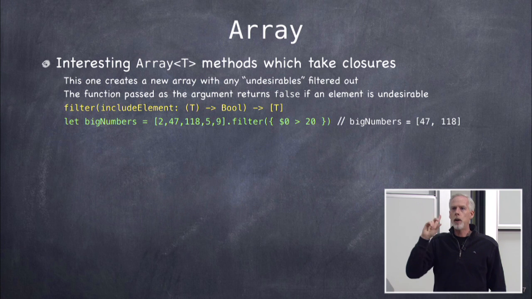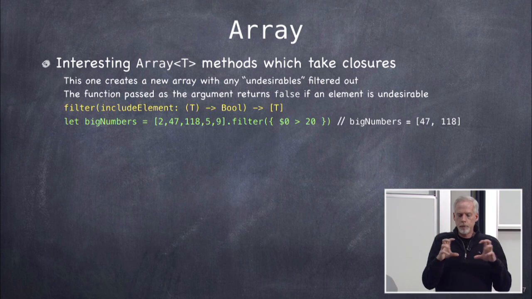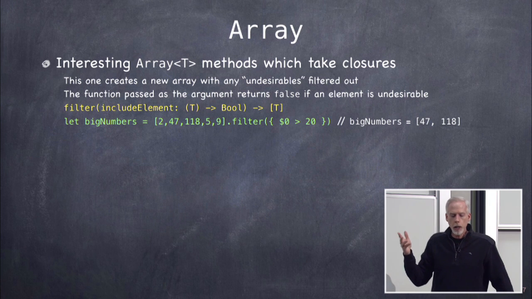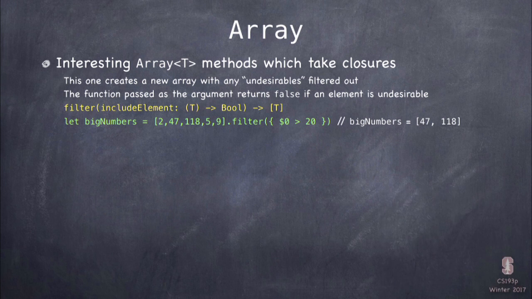Okay? So you see how a closure there has helped us define this. This is also much more readable, because you can read this like this: let the big numbers equal this array, but filter for things that are greater than 20. Okay, that reads nicely. It's clear. It's very easy to understand what's going on here.